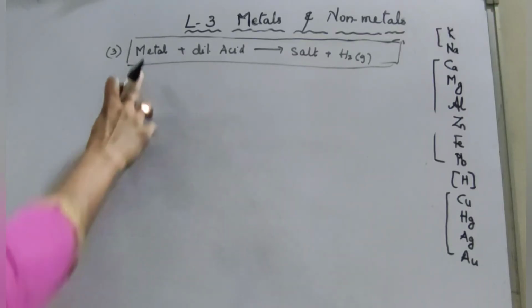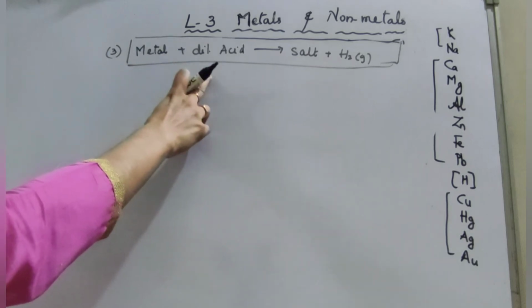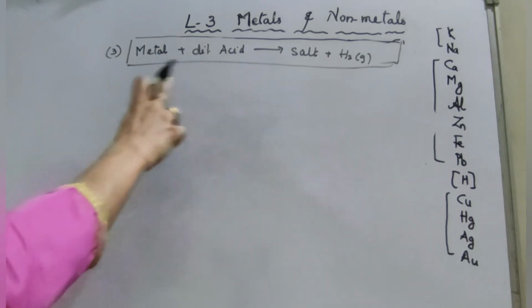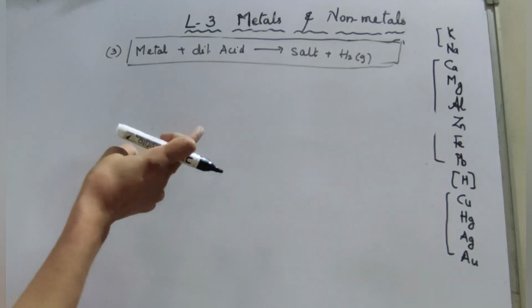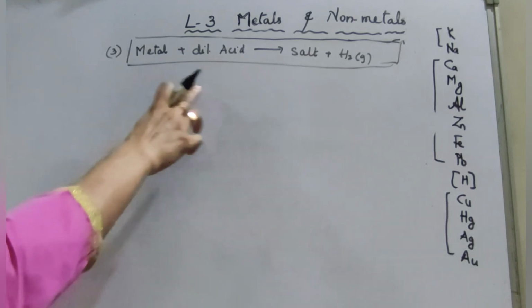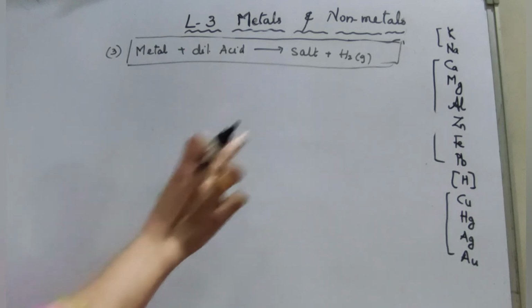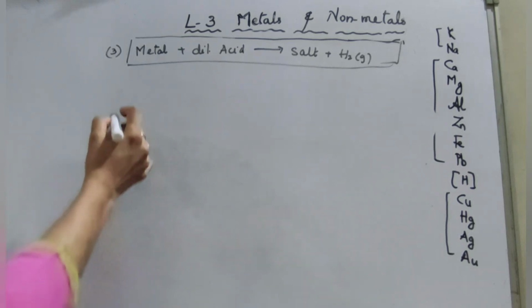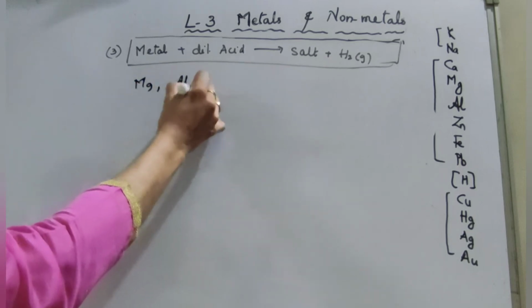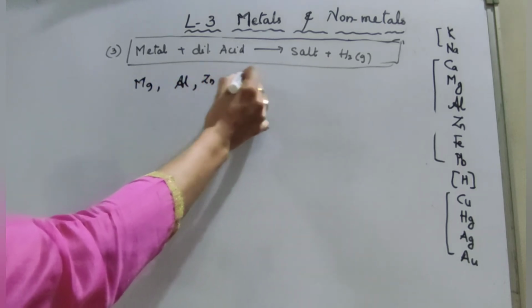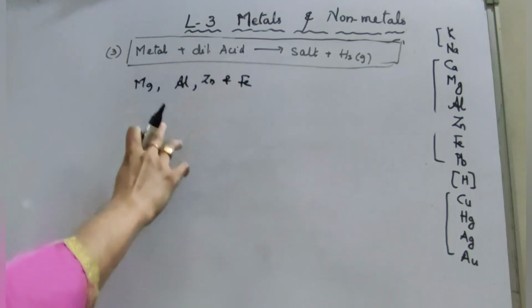Third chemical property: metals react with dilute acid to form salt and hydrogen gas. We already learned in the second lesson that metals react with acid to form salt and hydrogen gas. Now let us write the equations, taking only the middle reactivity series. Let us look at the equations in the case of magnesium, aluminum, zinc and iron. These four metals we have to check.